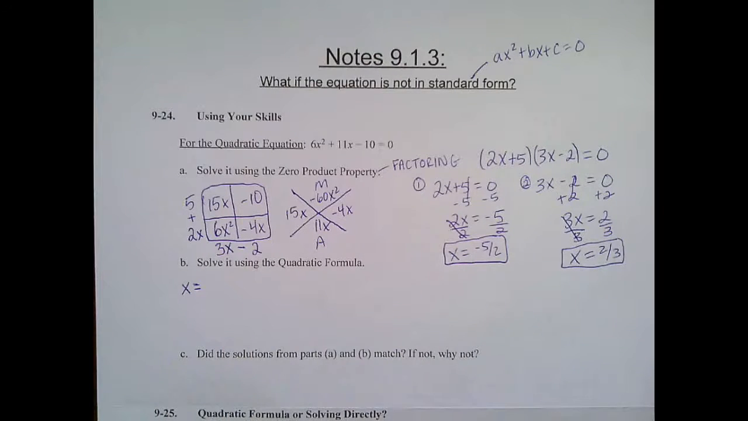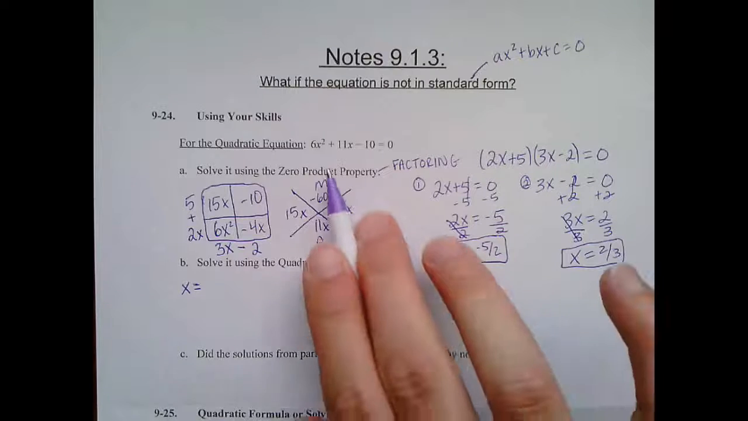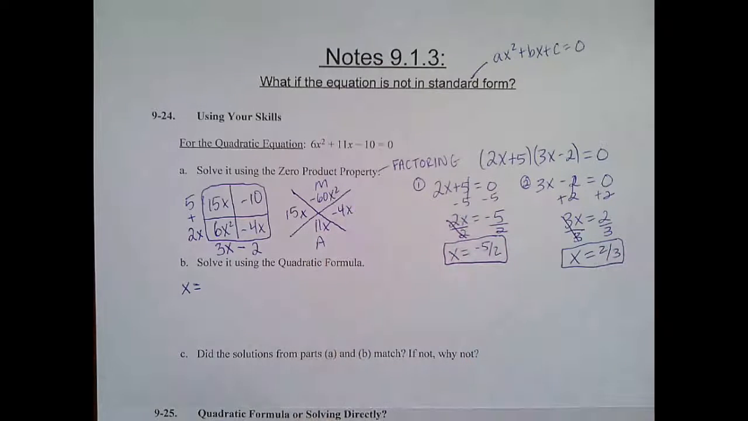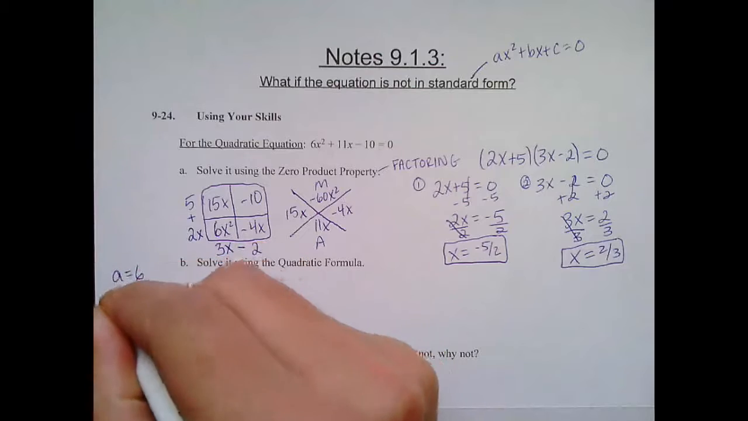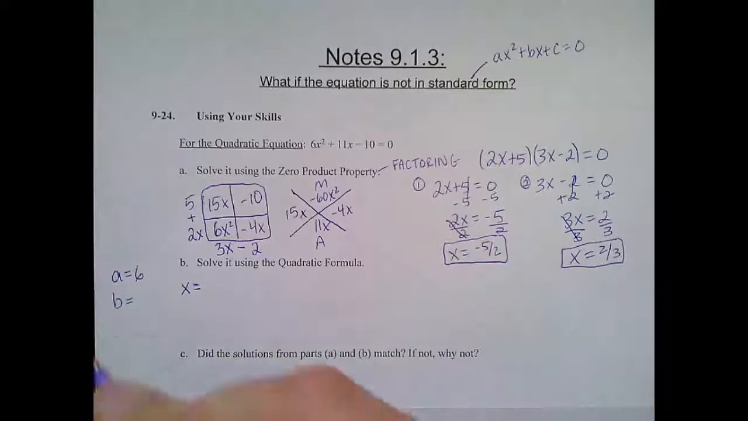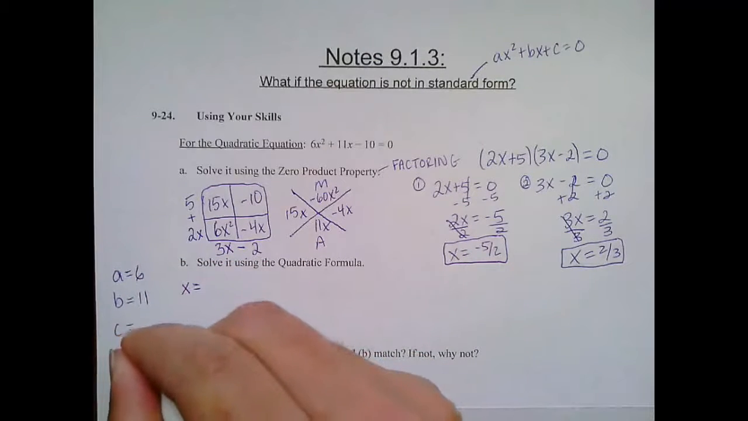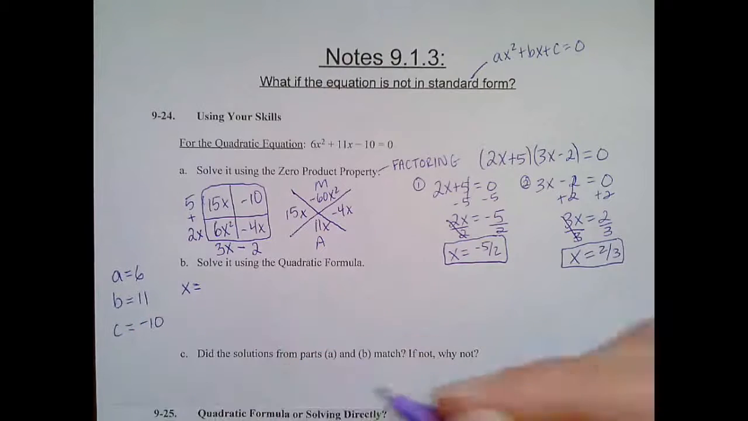We can also list off the a, b, and c values if you think that helps. So going back to this equation, what part of that is the a value? Well, the a value would be 6. What would the b value be? It would be 11. And the c value would be negative 10.